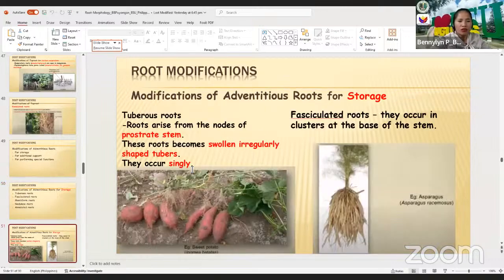So here are the tuberous roots. These are roots that arise from the nodes of prostrate stem, and these roots become swollen, irregularly shaped tubers. They, of course, occur singly like the Ipomoea batatas or the sweet potato. For the fasciculated roots, they occur in clusters at the base of the stem, like the Asparagus racemosus. So that is for tuberous roots and fasciculated roots, as the function is for storage under the adventitious roots.